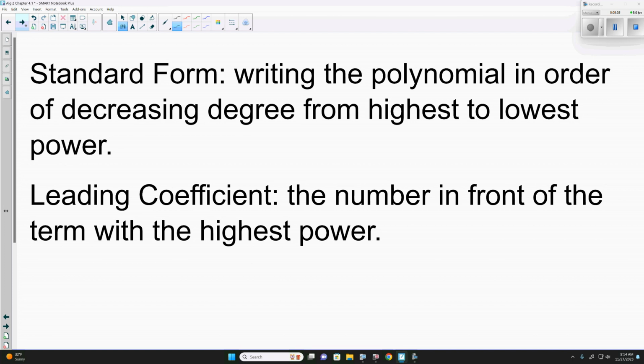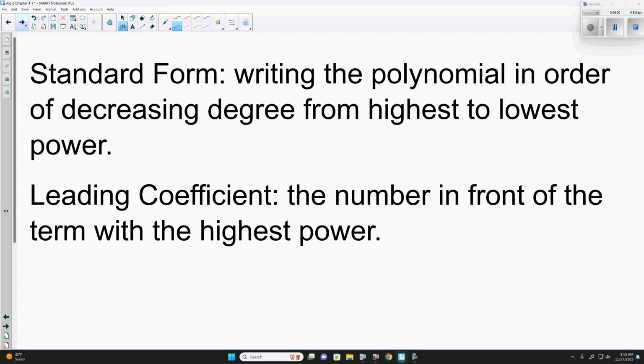And this kind of makes sense because if it's written in standard form, the variable with the biggest exponent goes first. So the coefficient in front of it would be the leading one. It's the one going first. So it's the leading coefficient. Questions on these here? Now we do need to determine if a function or equation is a polynomial function.